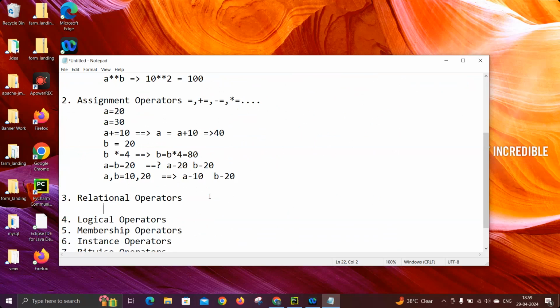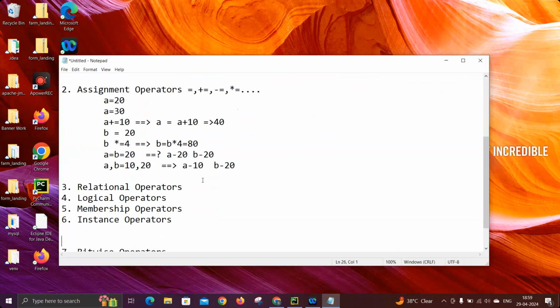Relational operators are basically used to compare two values or variables, whether one is bigger or smaller, or whether both are equal or not, such as less than or equal. Such kinds of comparisons we can perform by using relational operators. The main activity of relational operators is to check conditions, and these four sets of operators always return a Boolean value as output. That means they always return either true or false, nothing more.